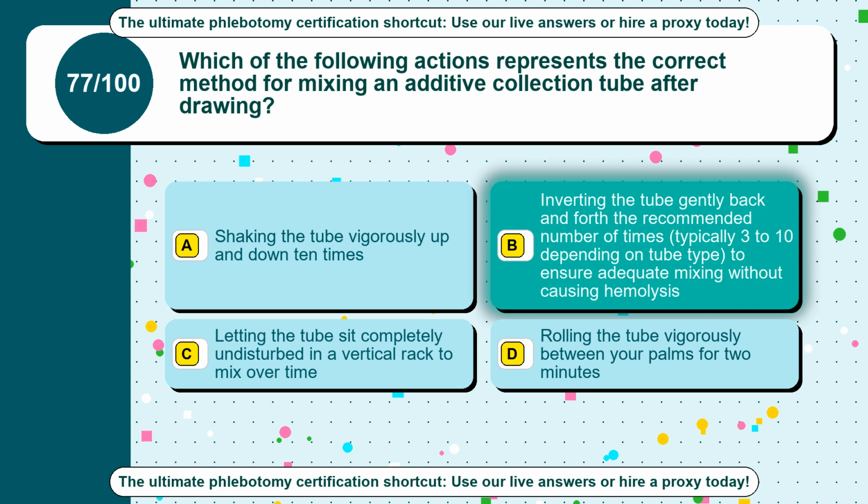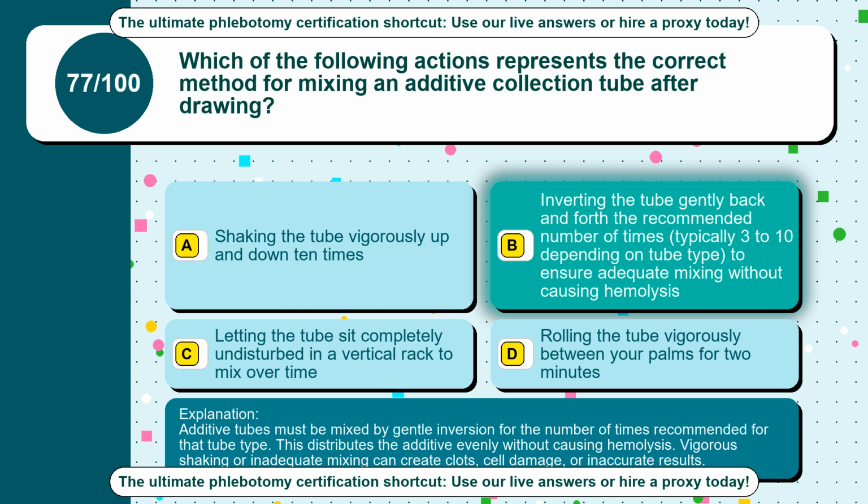The correct answer is option B, inverting the tube gently back and forth the recommended number of times, typically 3 to 10 depending on tube type, to ensure adequate mixing without causing hemolysis. Additive tubes must be mixed by gentle inversion for the number of times recommended for that tube type. This distributes the additive evenly without causing hemolysis. Vigorous shaking or inadequate mixing can create clots, cell damage, or inaccurate results.